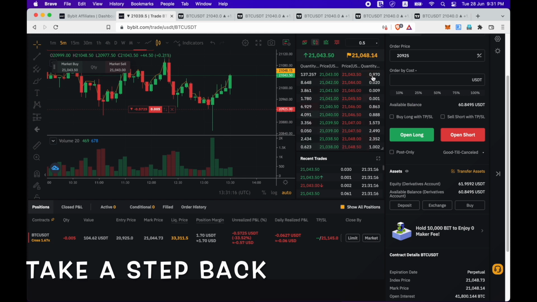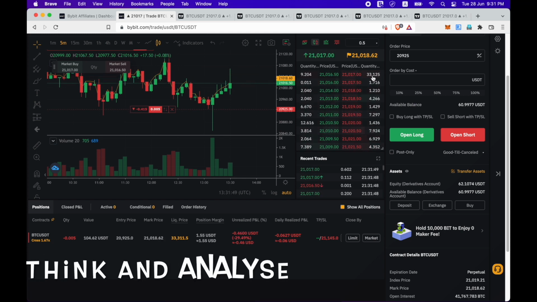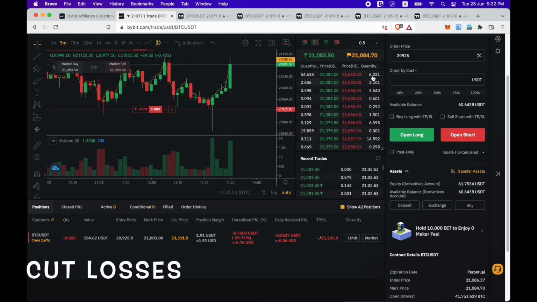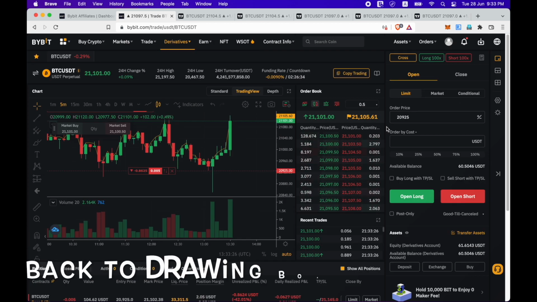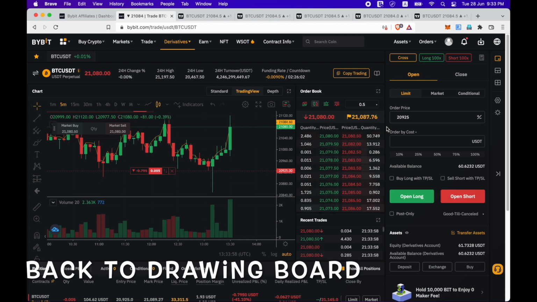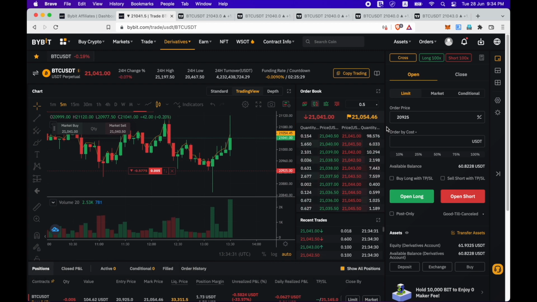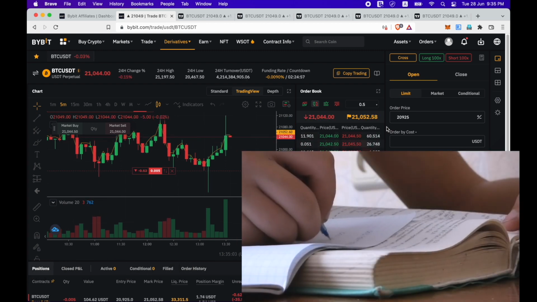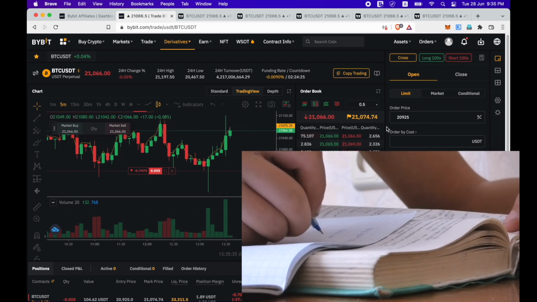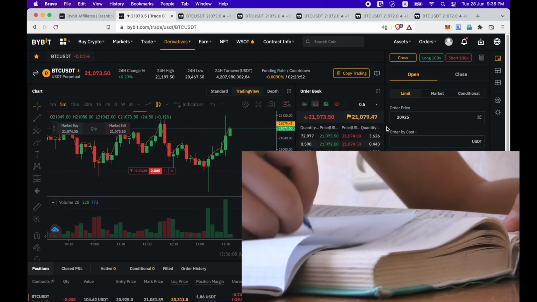So you can take a step back, think, analyze. Should I cut my losses? Should I go back to the strategy, look at the chart, see if I got the signal right? Was it just a little pullback? Even if I lost, I can document the trade and learn something from it.